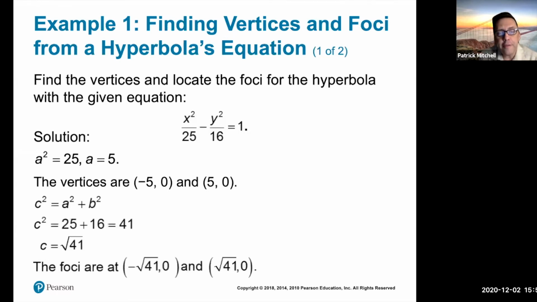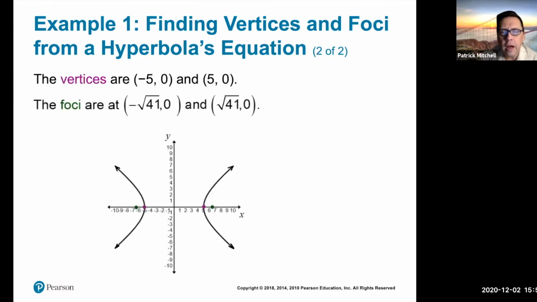And then to find the foci, use the equation c squared equals a squared plus b squared. Putting in 25 for a squared and 16 for b squared, you get that c squared equals 41, which means c is the square root of 41. So the foci are at the points negative square root of 41, comma 0, and square root of 41, comma 0.